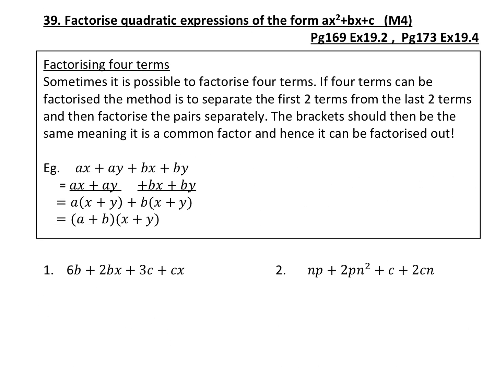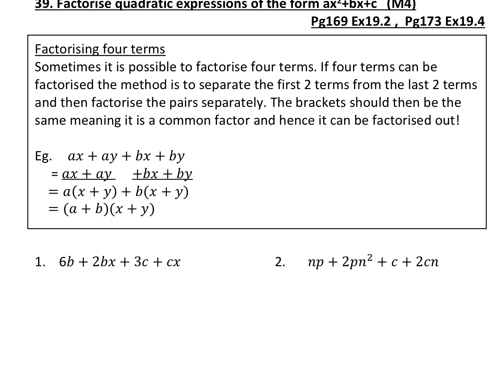Okay, let's look at factorizing four terms to begin with. Sometimes it is possible to factorize four terms. If four terms can be factorized, the method is to separate the first two terms from the last two terms. So here in this example, we've got four terms. We separate the first two from the last two, and then factorize the pairs separately.